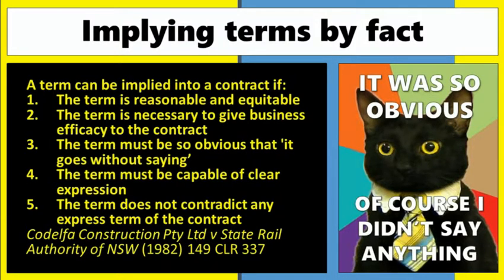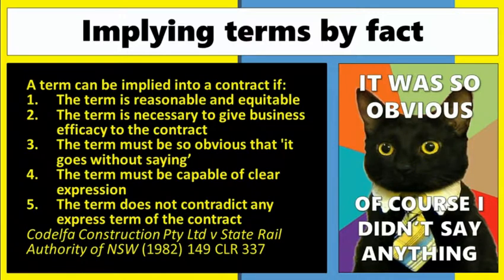Now, another way that terms can be implied into a contract is by fact. This is usually not an easy process, and really that's because the courts for a long time said that if a particular promise as part of a contract is really important to a party, they really should encapsulate that and enshrine that in the contractual document. Nonetheless, terms can still be implied into a contract if these hurdles are overcome.